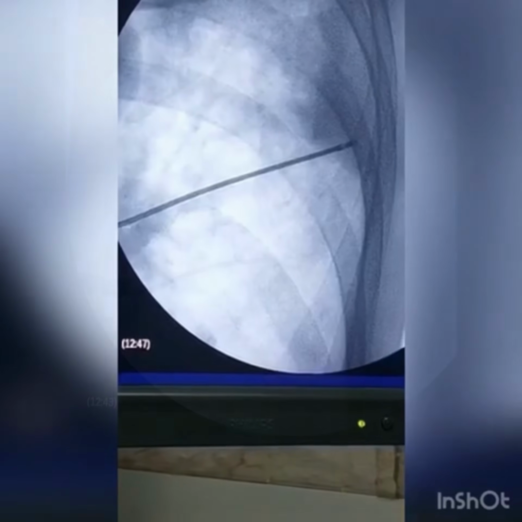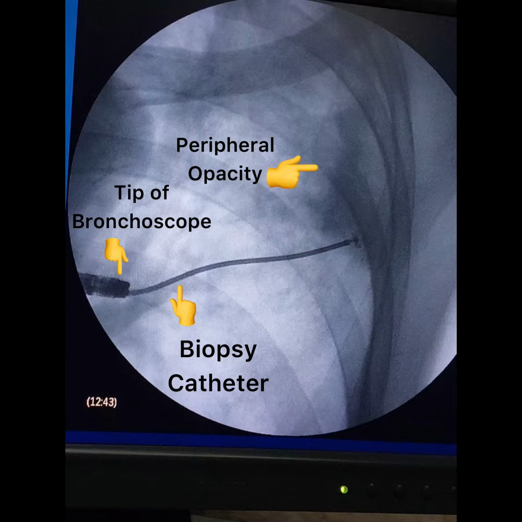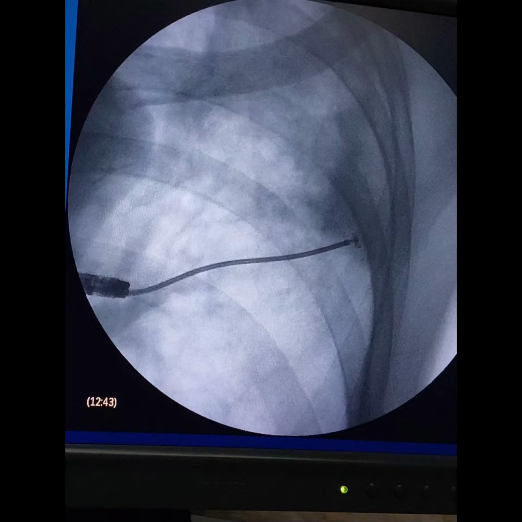Fluoroscope guidance is the X-ray guidance under which you perform your interventional procedure. Either you can have a fluoroscope in your interventional bronchoscopy suite, or you can take the patient, like us, to the radiology unit for obtaining the fluoroscope-guided procedure. So this patient was taken to the radiology suite and we did the procedure.